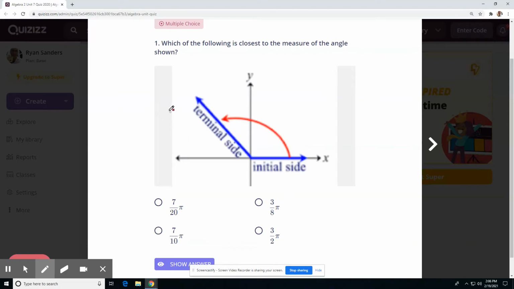So a lot of these are concepts we haven't seen before, so I'm going to do my best to help walk you through these without giving you the answers. Okay, so we're comparing it to the unit circle here. We're asked for which of these is closest to the measure of the angle that we're being shown here. So this angle that's being shown on the terminal side, what is that compared to all of these?